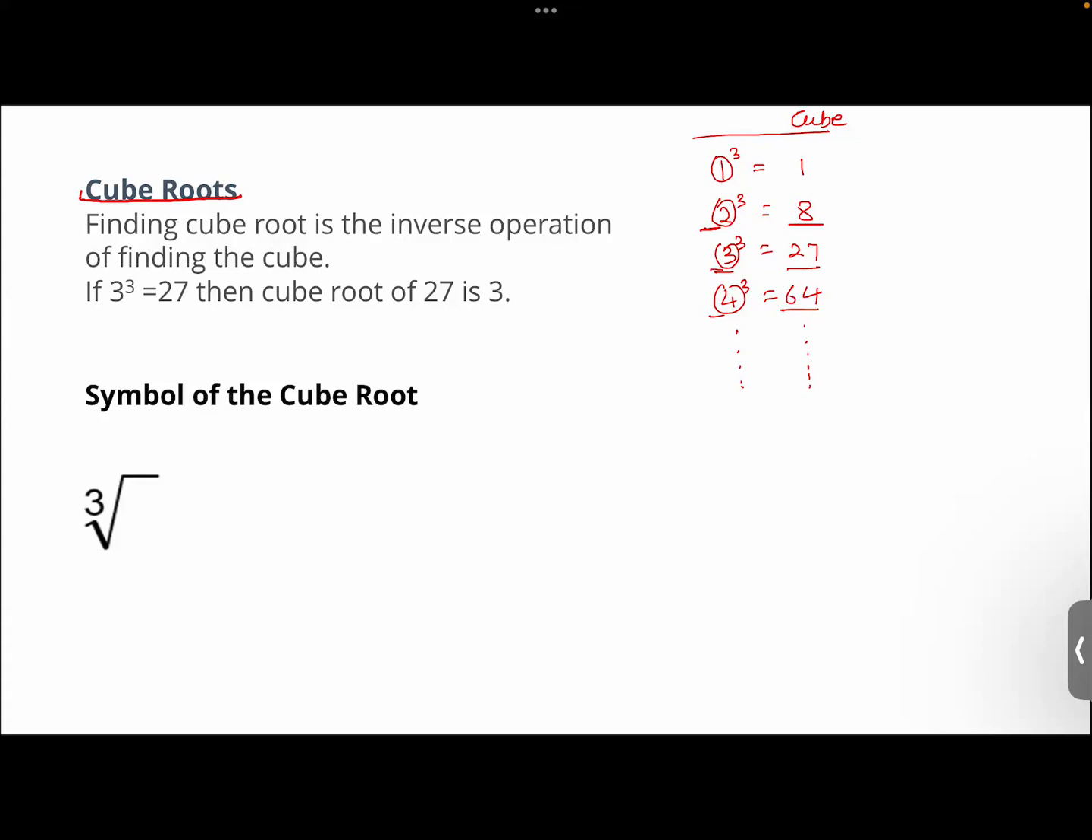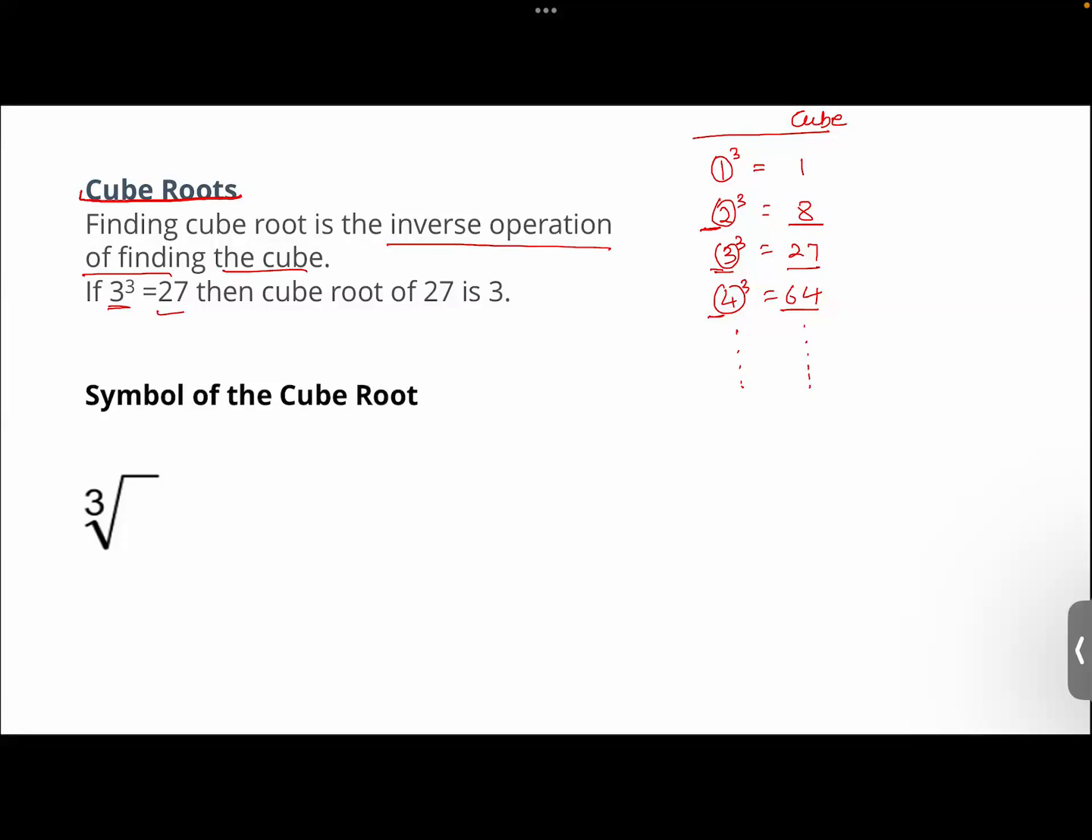4 is the cube root of 64. So it is basically the inverse operation of finding the cube. Suppose you are provided with a number, let's say 3 here. How do you find its cube? Simply multiply the number by itself 3 times, you get 27.